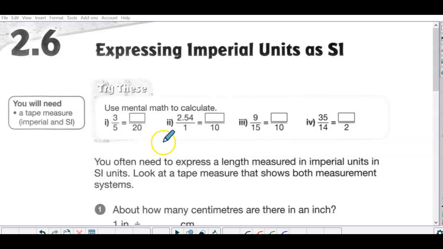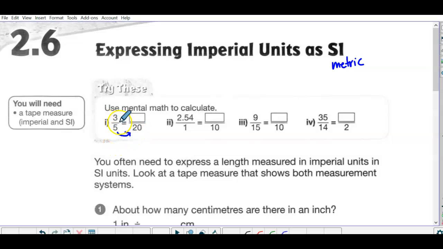Okay, chapter 2.6, expressing imperial units as SI, so that's metric. So we're converting from imperial to metric. So you'll see in the try these, it says use mental math, so no calculator.